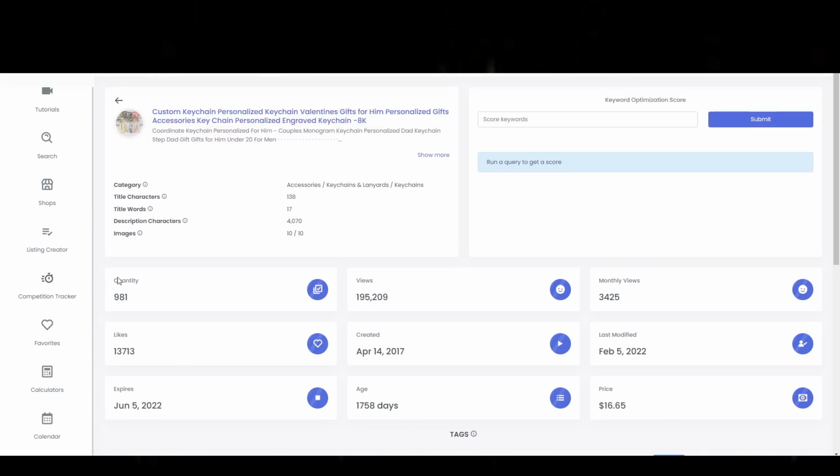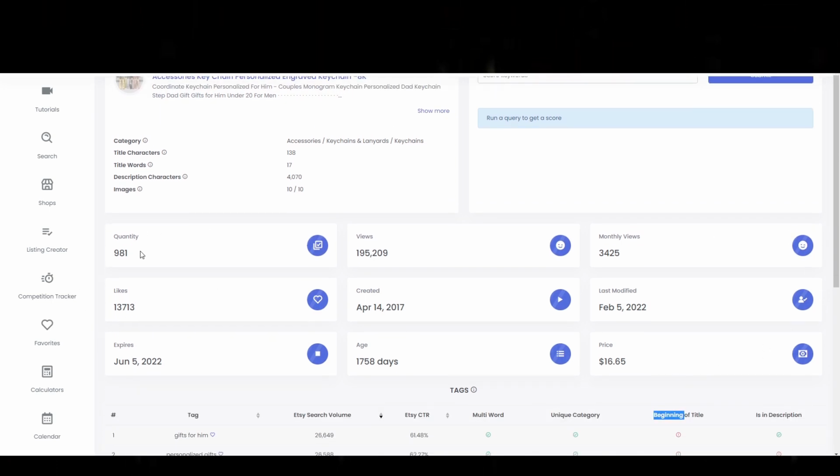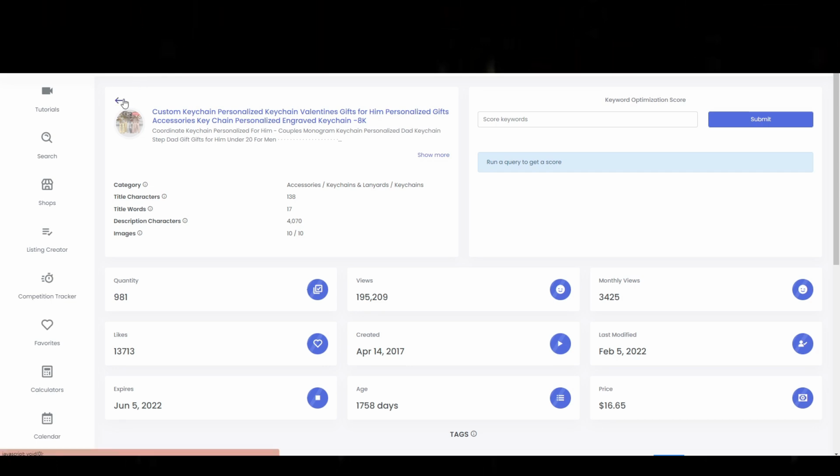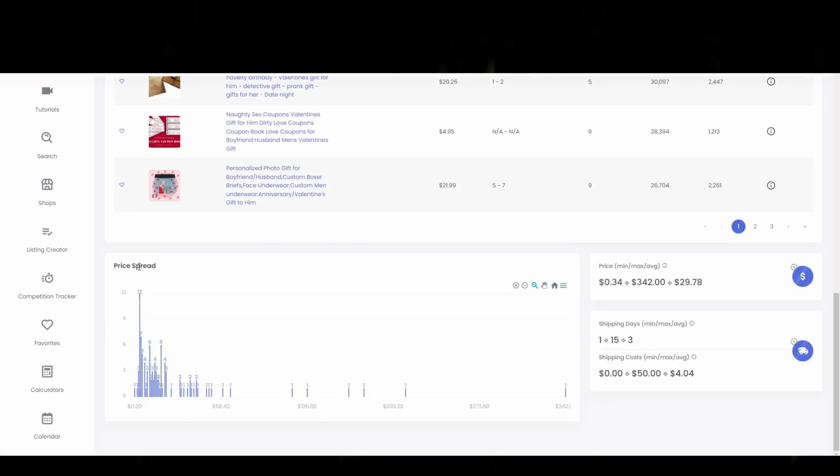And of course, here's the more statistical data, really where all the money is made, where we can see the view count, the monthly views, the date that it was created, the age of the listing, the price, and the date that it was last modified. Okay, so let's go ahead and head back here, and let's take a look at our price spread.